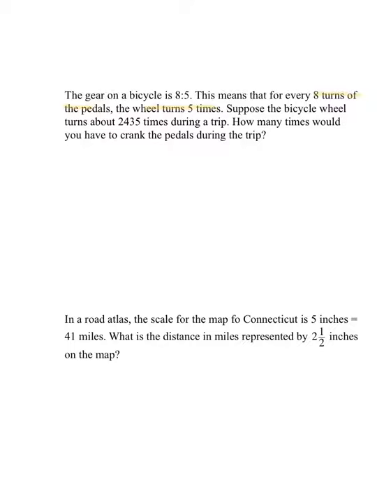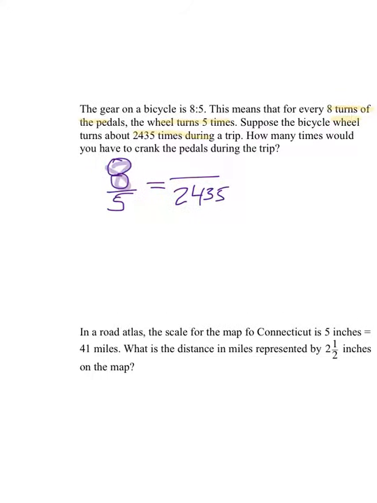Well, let's set up our ratio so we know it's 8 to 5. Now remember, 8 is the pedal and 5 is the wheel. So when we have 2,435 times, that's the wheel, isn't it? The wheel turns 2,435 times. So when you set up your ratio, 2,435 goes in the denominator. And you're looking for the numerator, which I'll call x. That's probably the hardest part of this problem, is figuring out where to put the numbers for the second ratio.